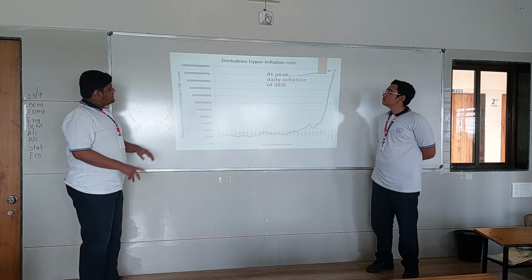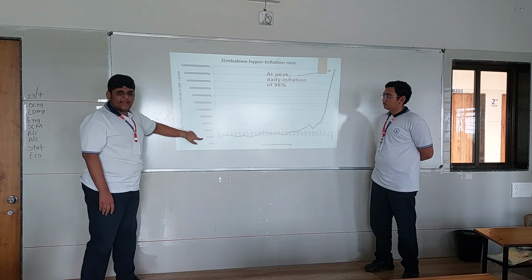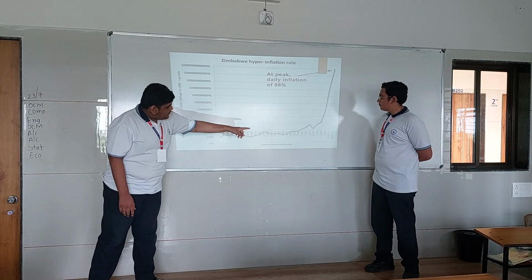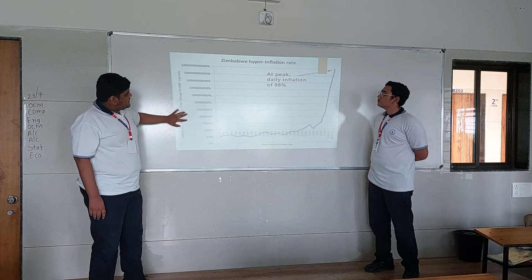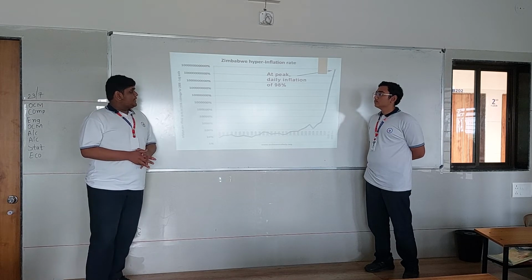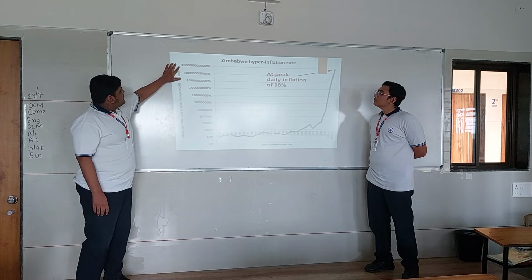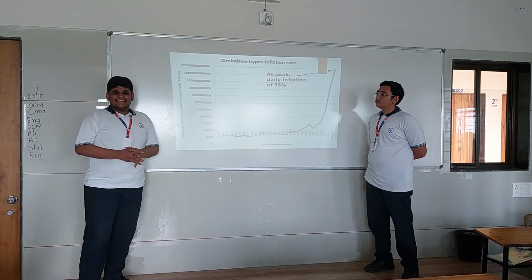Now this is the graph of the Zimbabwe hyperinflation rate. As you can see, in 1980 it was normal, around 7 to 10%, but as time passed, in 2004 to 2007, it reached its peak daily inflation of 98%. Inflation went up to 10 lakh percent.